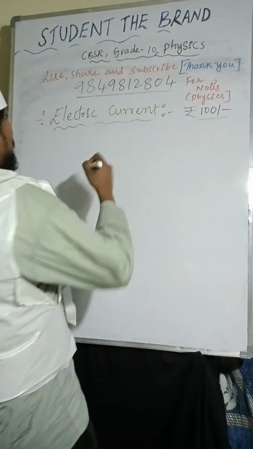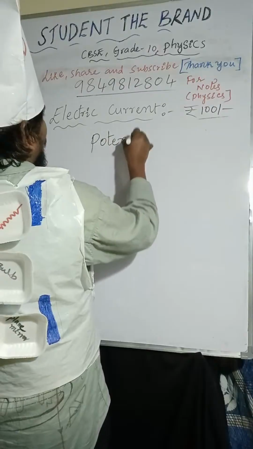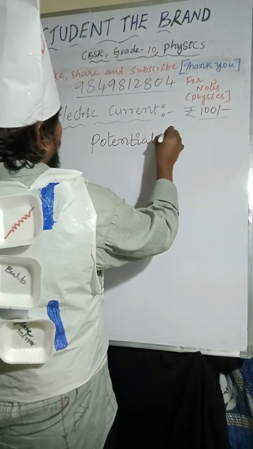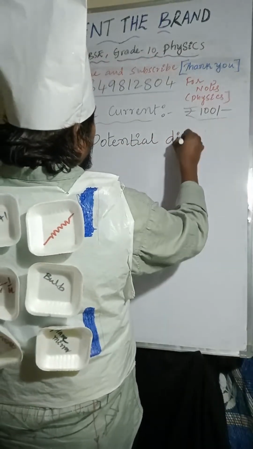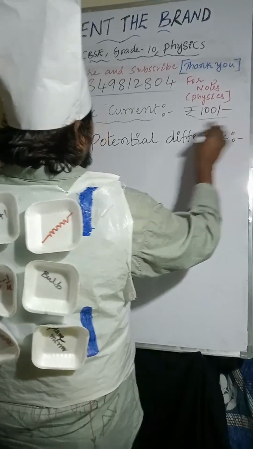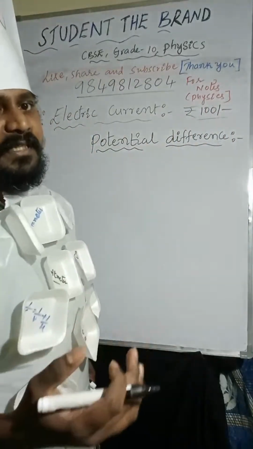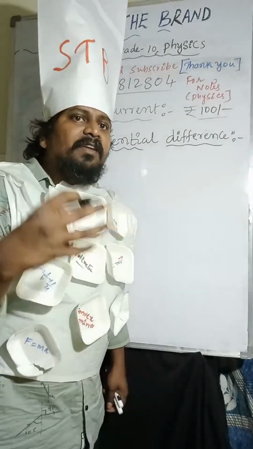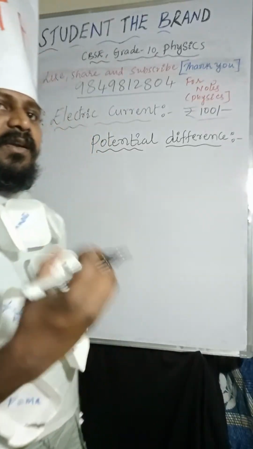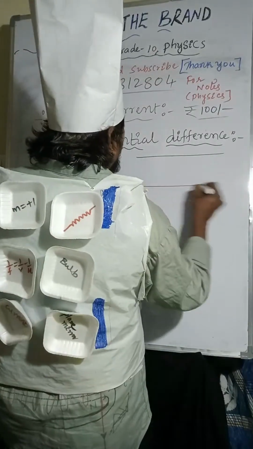Potential difference. Potential difference is nothing but work done to bring unit positive charge from one point to another point within the conductor.